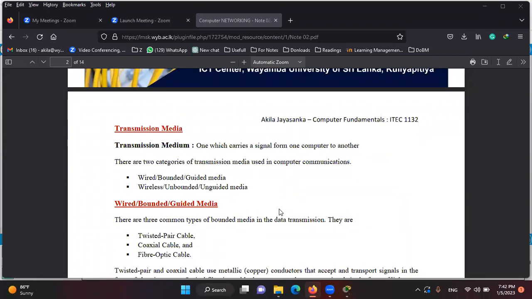Again, the next requirement is we need a connection media, a communication media. So there must be some media, right, which we can use to connect these computers together. That can be a wired media or a wireless media.